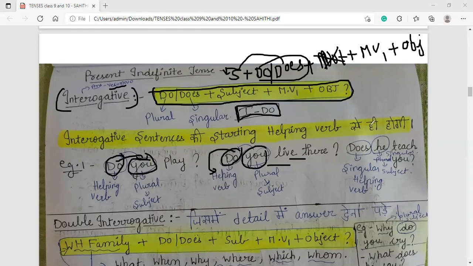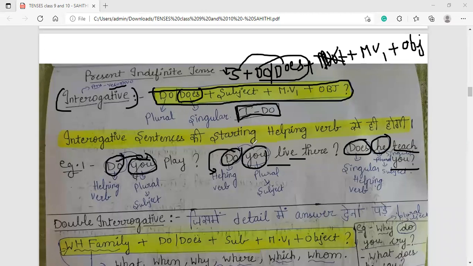Does he teach you? Here, does is the singular form of the helping verb, and he is the subject. Teach is the main form of verb, you is the object. Here he is a singular subject, so the helping verb is also going to be the singular form, does. Remember, many members can get confused. Even I got confused at first, how can does be singular? But according to English grammar rules, does is the singular form of verb, but do is the plural form of verb.